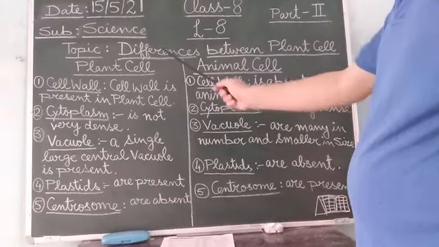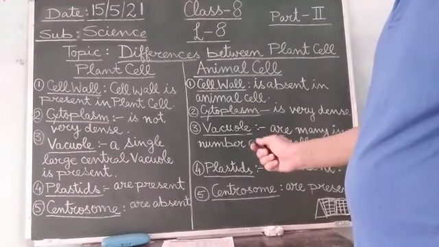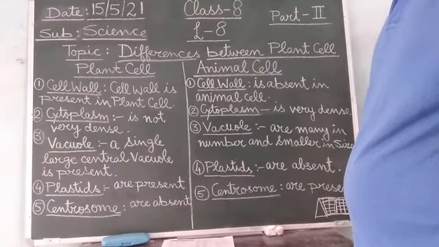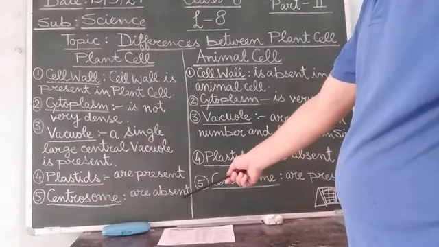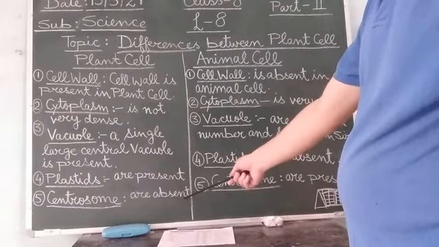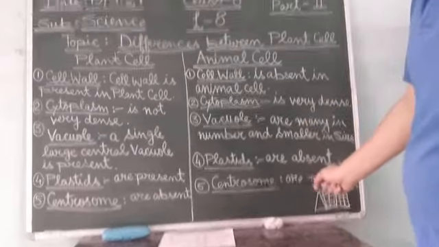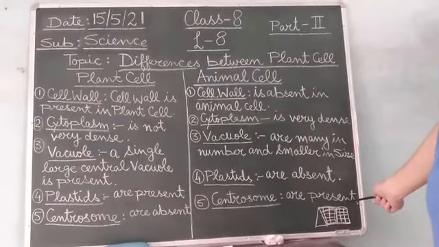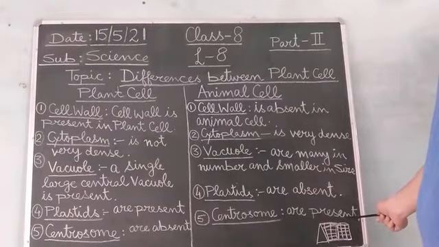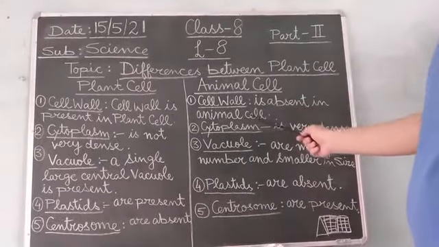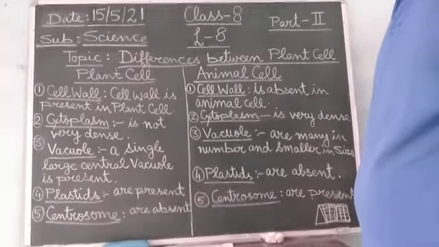The next point of difference between the plant and the animal cell is that in the case of the plant cells, one cell organelle called the centrosome is absent, whereas in the case of the animal cells, these centrosomes are present. So, students, these are the various points of difference which you should remember and learn very nicely.